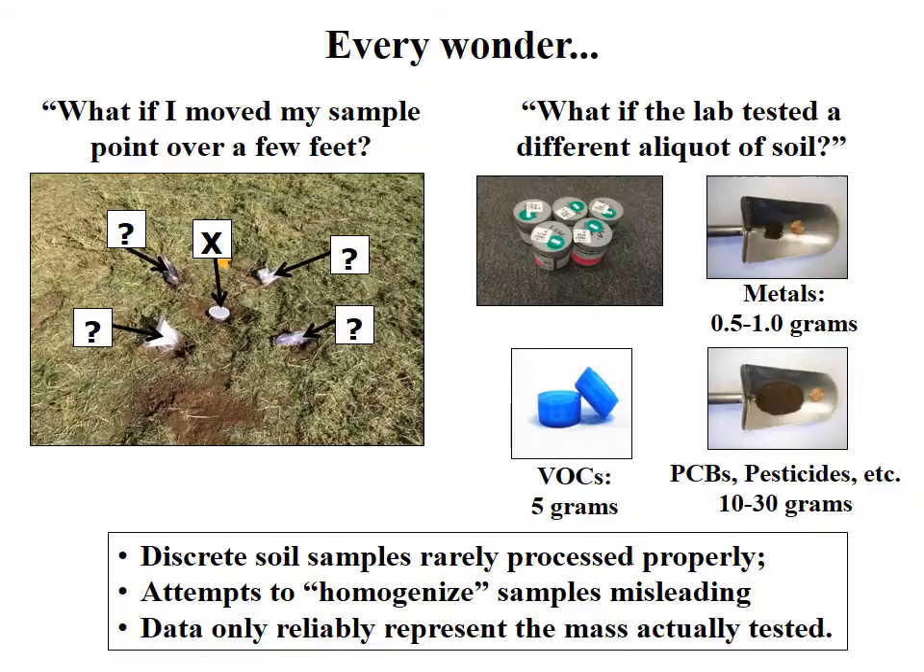Now, discrete soil samples are rarely processed properly in the lab. I'd say never processed properly. You often hear that the sample was homogenized at the laboratory, but this can be very misleading. A lot of times, attempts to homogenize a sample in a jar of soil will actually make it worse, where the fine material will settle to the bottom of the jar, and the coarser material will come up to the top of the jar, and the fine material could be where most of the contaminants are to begin with. So in the end, data are only really reliable for the mass of soil actually tested. Well, we had these questions too.